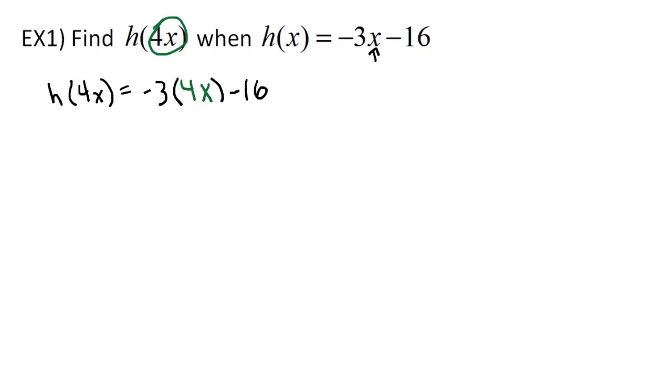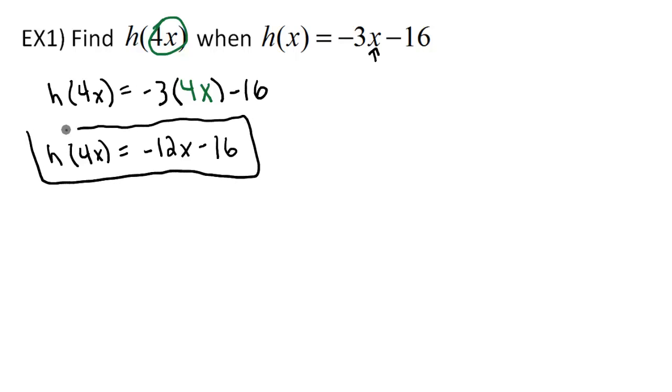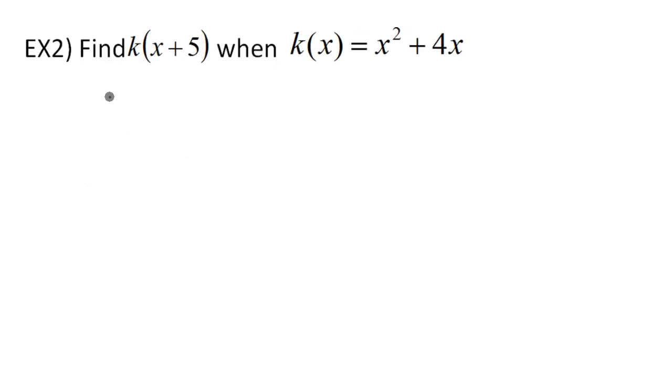And then we simplify. And there's not much that we have to do for simplifying this. All we do is -3 times 4x, which is -12x. And then we've got -16, which isn't like terms anyway, so that's going to be our final answer. So h of 4x is going to be -12x minus 16, and that's all we have to do for that one. Now this one right here could be a little bit more challenging.